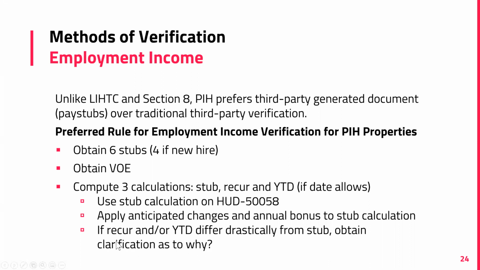There are going to be circumstances where using recurring, using the VOE, or using the year-to-date represents the household income better than using the stub. As long as the file is really well documented, we can go ahead and use those. Neither of those is going to result in a finding at the time of an audit. Don't go straight to the tax credit method of using the highest number, because keep in mind, whatever number we use is going to determine their rent. So we want what actually represents what they're making, not the possibly highest income amount that you're going to be making.